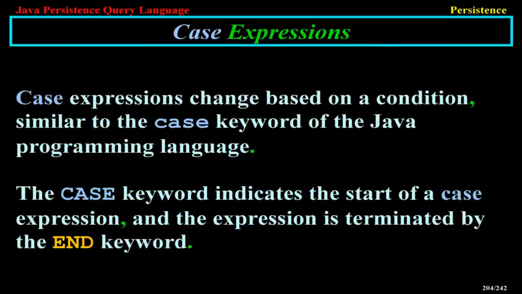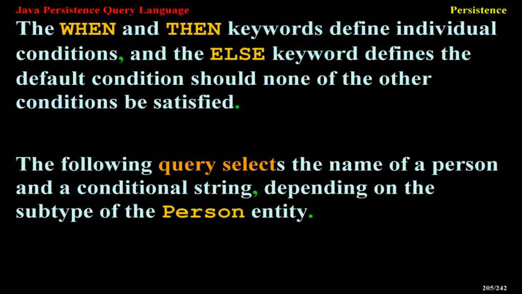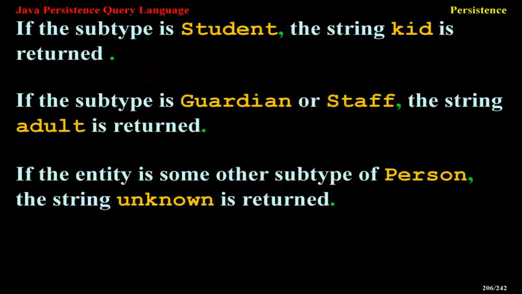Case expressions. Case expressions change based on a condition, similar to the case keyword of the Java programming language. The case keyword indicates the start of a case expression, and the expression is terminated by the end keyword. The when and then keywords define individual conditions, and the else keyword defines the default condition should none of the other conditions be satisfied. The following query selects the name of a person and a conditional string, depending on the subtype of the person entity.